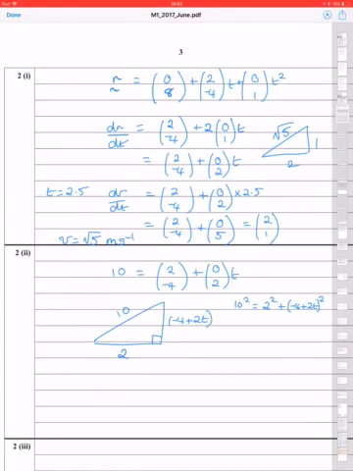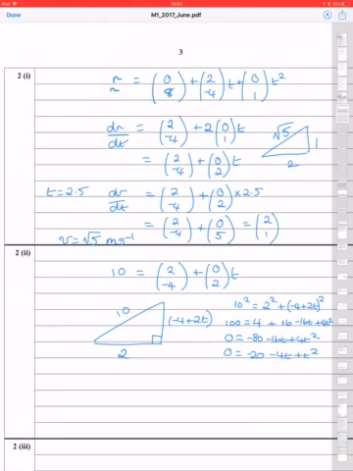So 100 equals 4 plus, I get 16 minus 8t minus 8t minus 16t plus 4t squared. Okay, so 0 equals, so that becomes 20, so I get minus 80 minus 16t plus 4t squared. Divide through by 4, I get minus 20 minus 4t plus t squared.